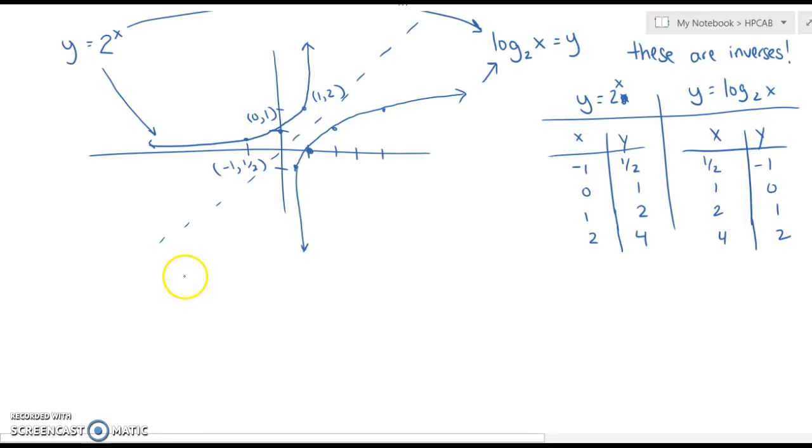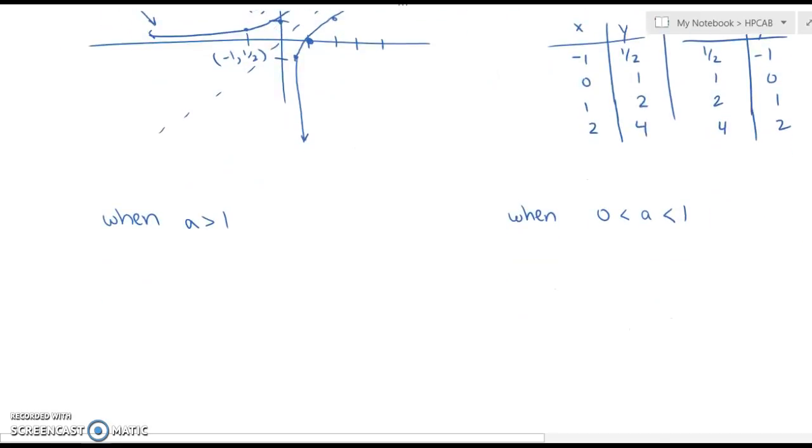All right, now when you have a log, remember that the base is going to be something other than 1, and it has to be positive. There are going to be cases where a is greater than 1, and then we're going to talk about when a, the base of your log, is between 0 and 1, so when it's a fraction. And we did the same thing when we talked about exponential functions.